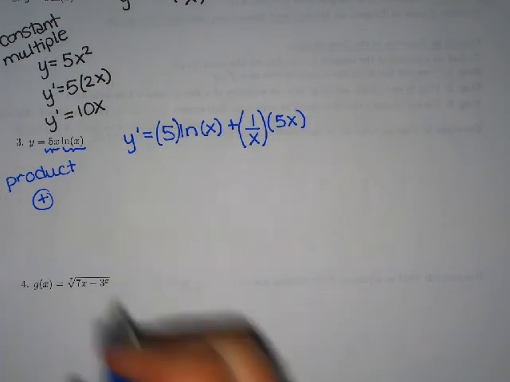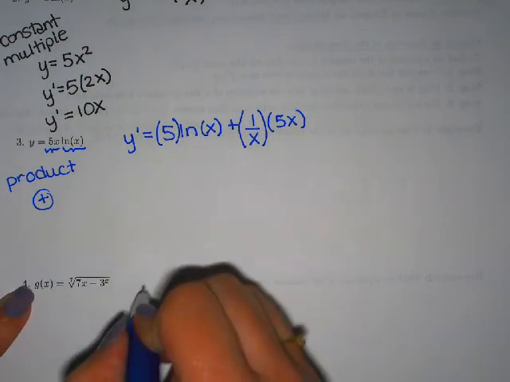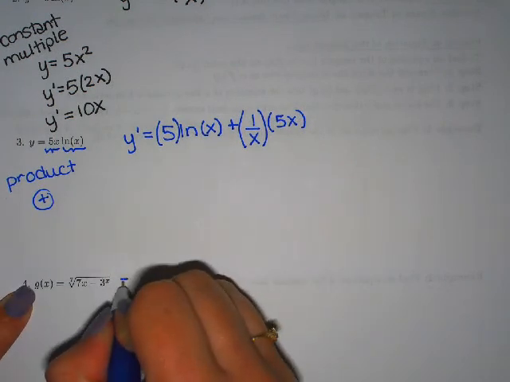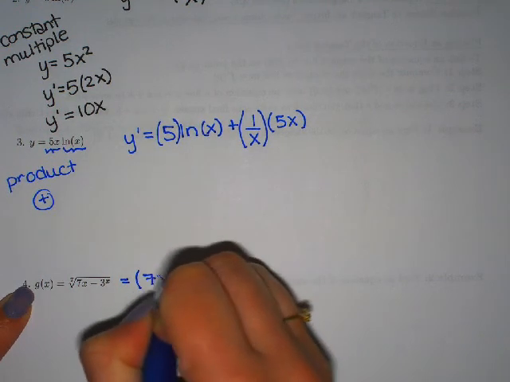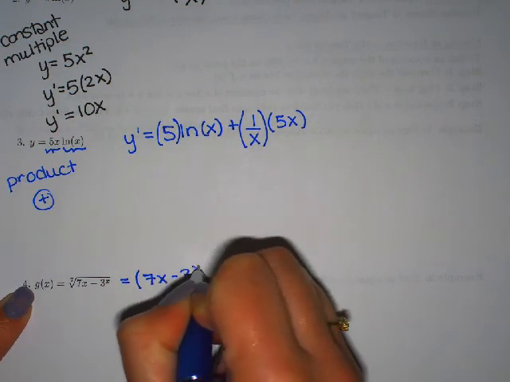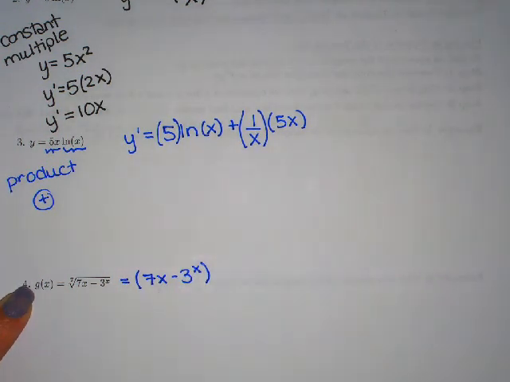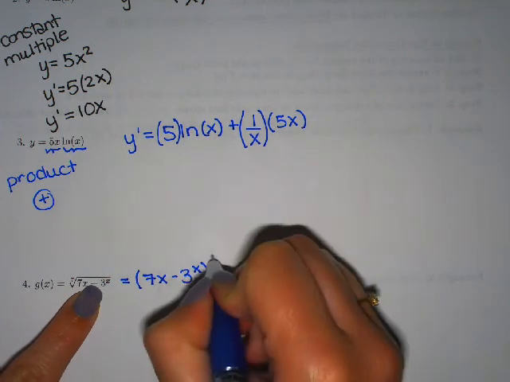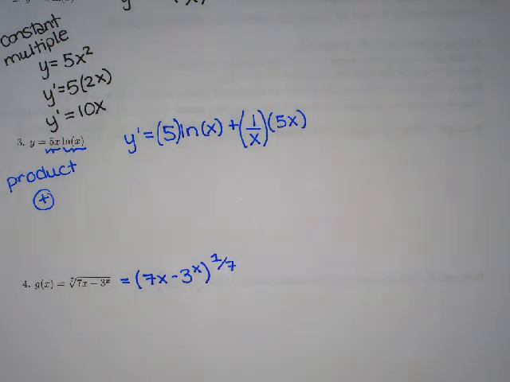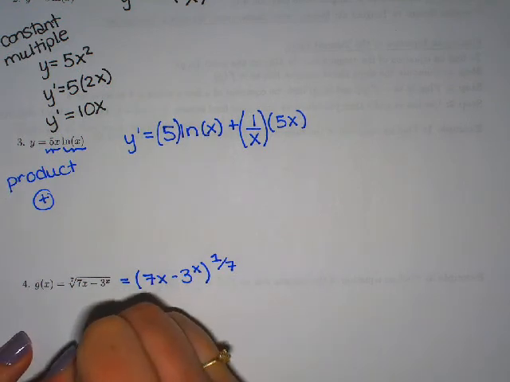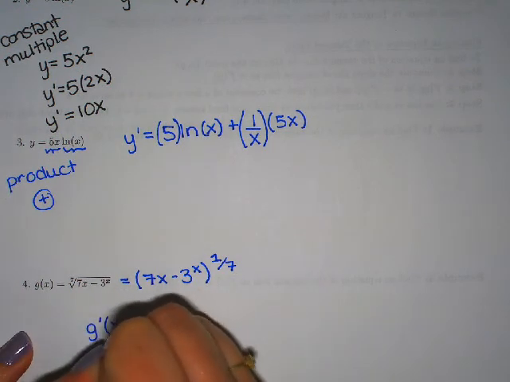Our last kind of bonus example on this mixed review is g of x, which I'm going to first and foremost rewrite because I see I have a root. So it is 7x minus 3 raised to the x, all to the what? Well, it's going to be the first power, because there's not a power written for the whole thing in here, over the 7th root. So it's to the 1/7. This has an x term raised to a power, so I'm going to have to use the chain rule.